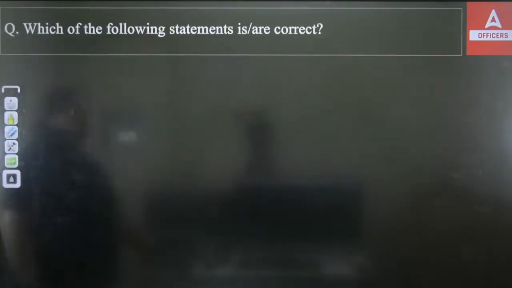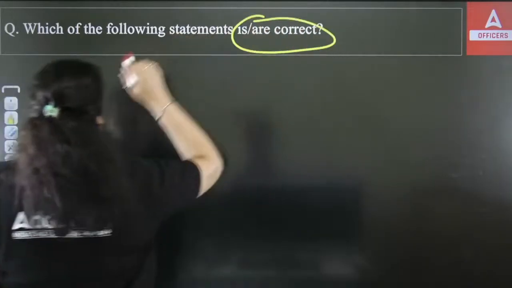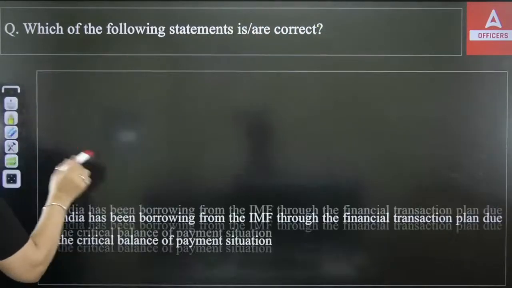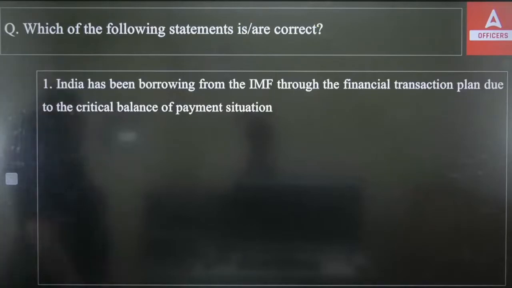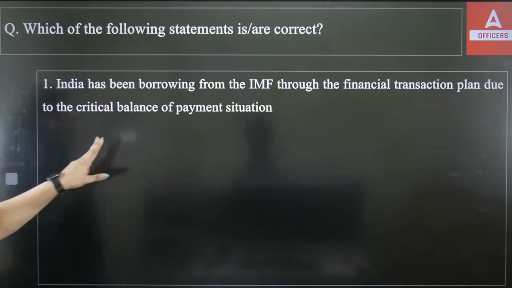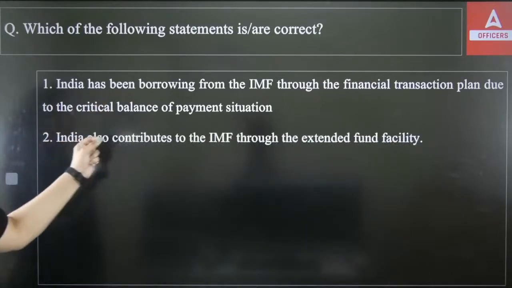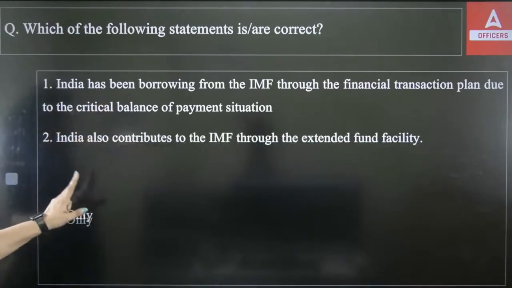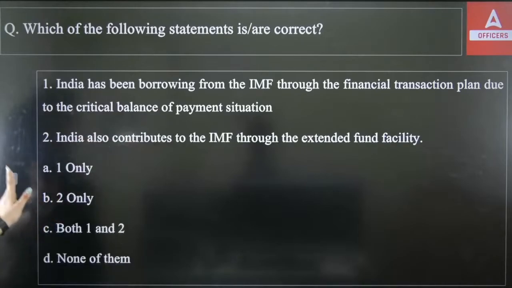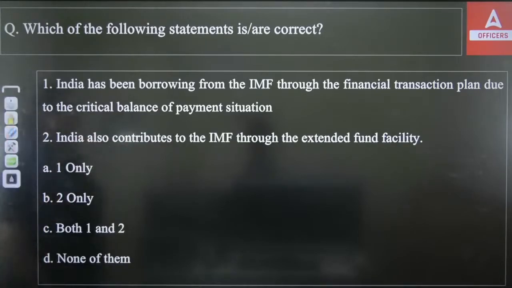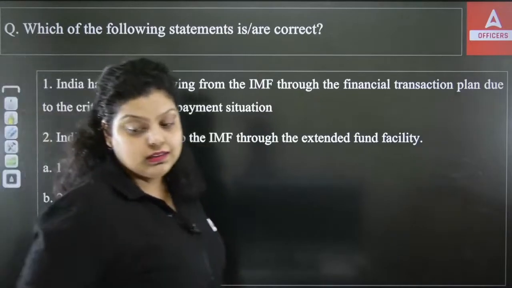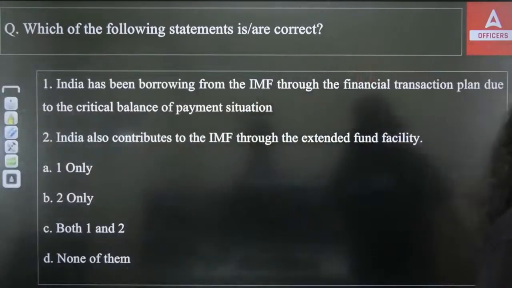Next, which of the following statements are correct, you have to tell. So the statements are these. First is saying India has been borrowing from IMF through a financial transaction plan due to the critical balance of payment situation. Okay. Second is India also contributes to the IMF through the extended fund facility. So what do you think? Which statement about IMF and India is correct here? Like what relation do India and IMF have?